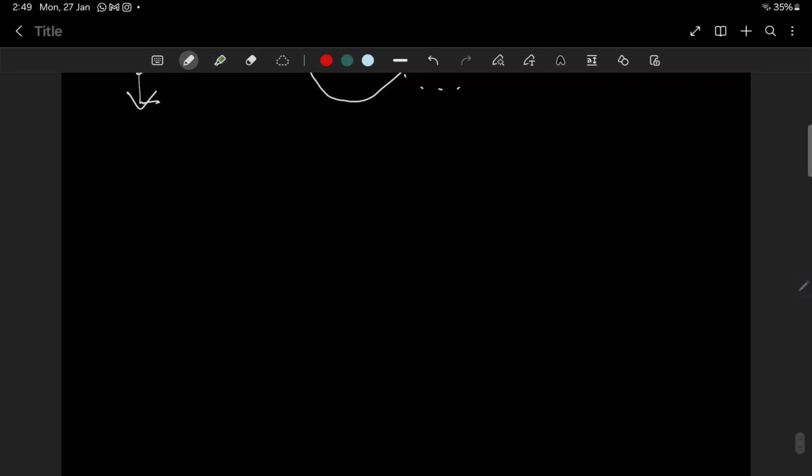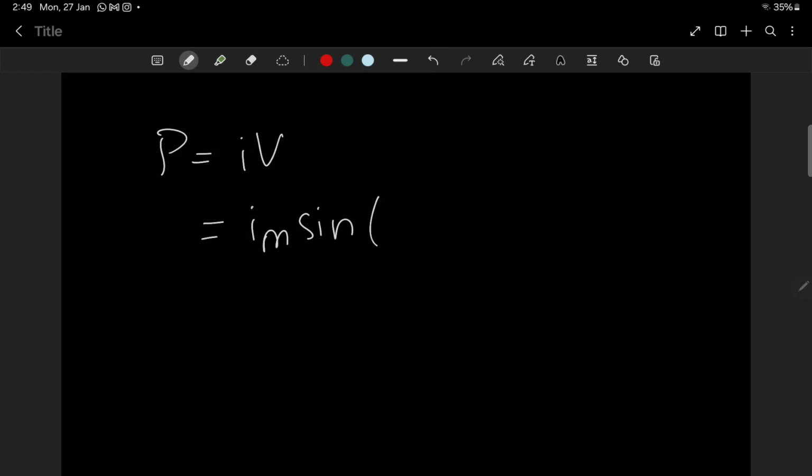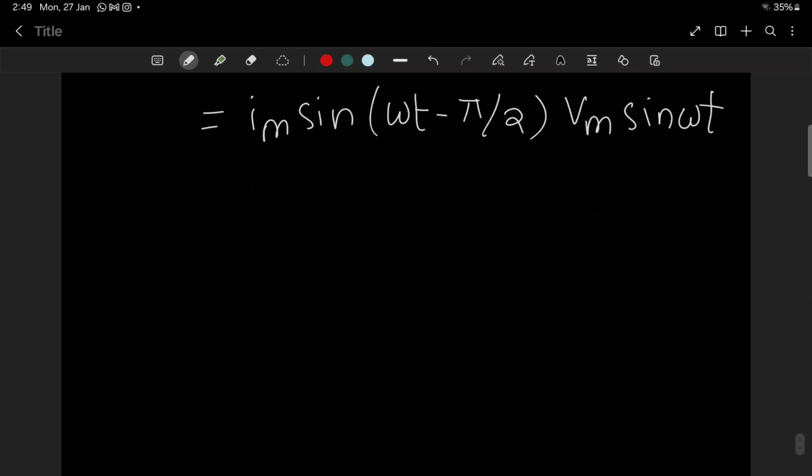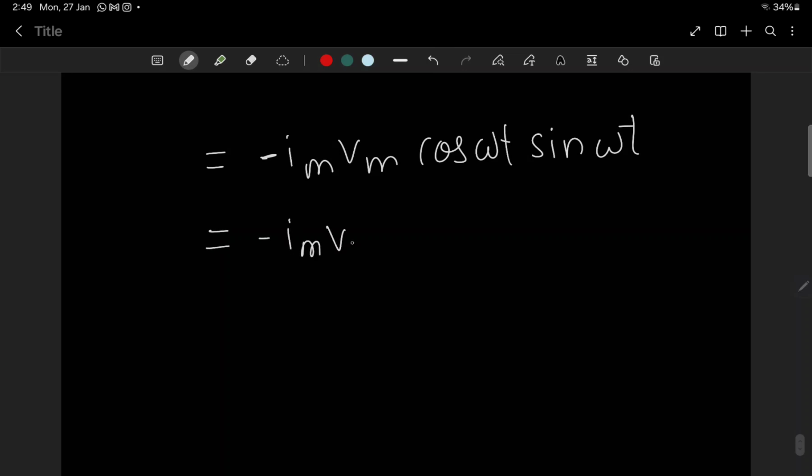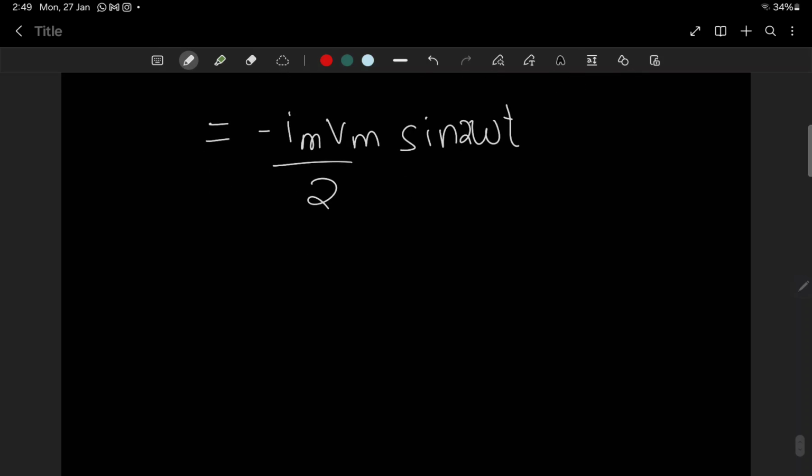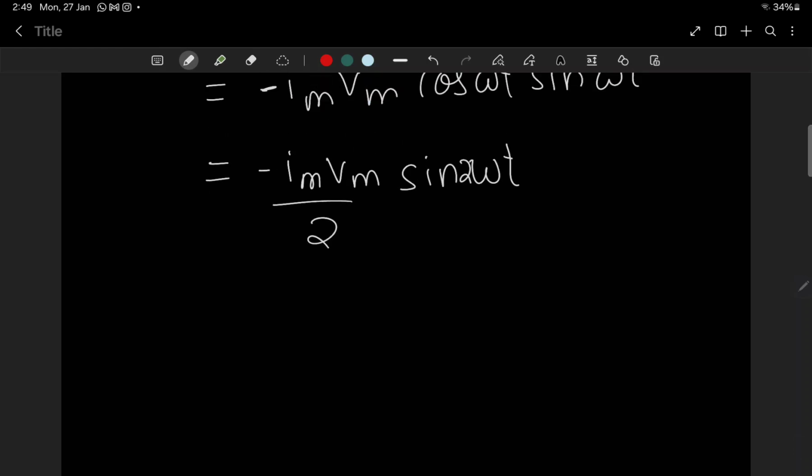Now what is the instantaneous power? Power equal to IV. No need of I square, we will take IV. That's equal to Im sin of omega t minus pi by 2 times Vm sin omega t. We substitute minus cos omega t once again, so we get minus Im Vm cos omega t sin omega t. So what we get is minus Im Vm by 2 into sin 2 omega t, since 2 sin theta cos theta equals sin 2 theta.